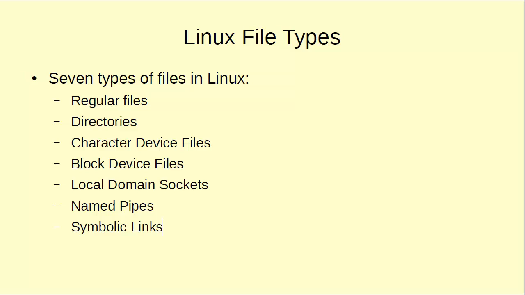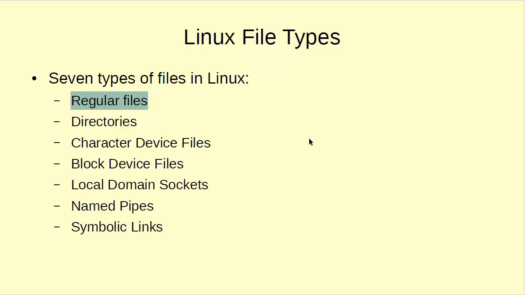In a previous video, we took a look at the Linux file system and we saw how the Linux directory structure is set up. In this video, I'd like to take a look at the different types of files that we have in Linux. We have seven different types of files in Linux. The first one that we want to look at is the regular files. So what is a regular file?